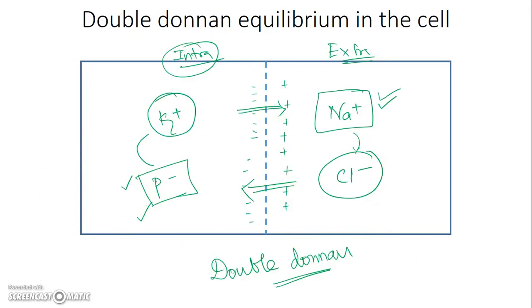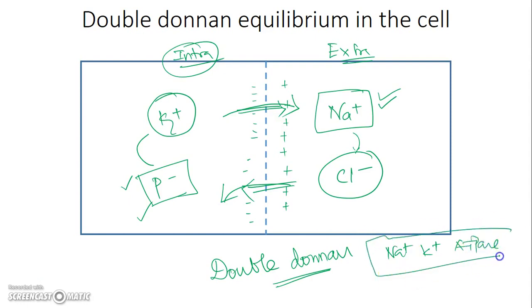But in a cell, we have a double Donnan effect. That is, on both sides there are ions moving. Potassium is moving in this direction and chloride is moving in this direction, which avoids any unusual accumulation of ions in one direction. Again, the sodium potassium ATPase is also helping by pumping out the excess ions which are moving, and it is going to stabilize the osmotic gradient between the two compartments. Thank you.